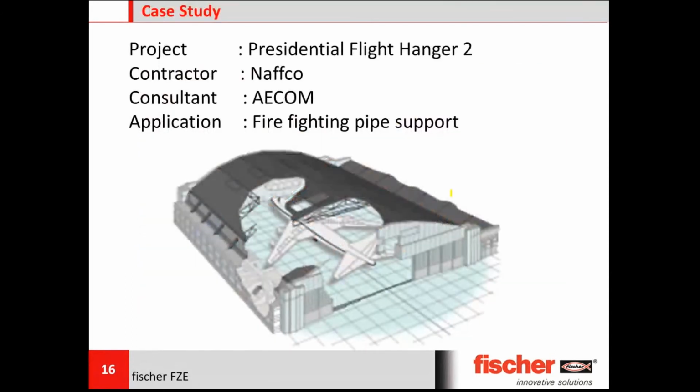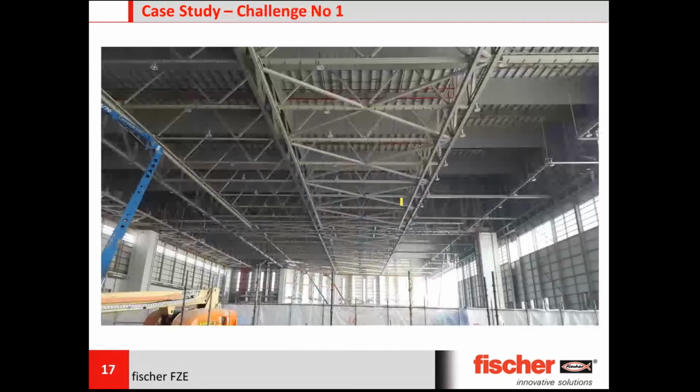I would love to share one of our most interesting case studies. This is for a project in Abu Dhabi. It is for Presidential Flight Hangar 2. This project was completed in 2016. The contractor with whom we were associated was NAFCO, and the consultant was AECOM. The application was very simple. It is just to support firefighting pipe supports. But when we reached the site, this is what we had.